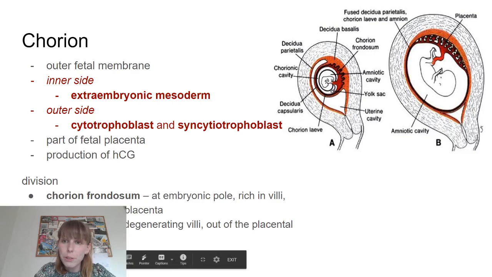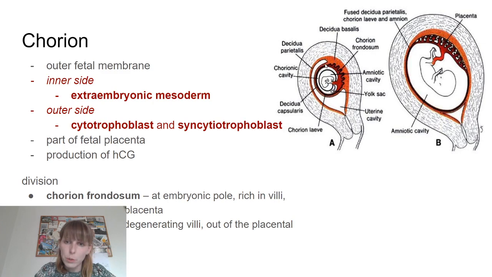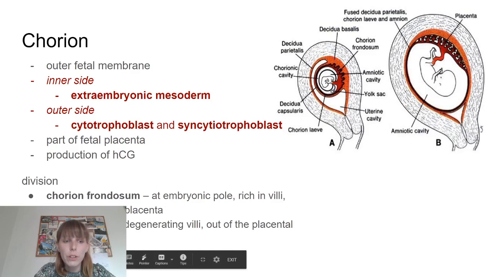The rest of the chorion, which goes around the embryo underneath the decidua capsularis, is called chorion laeve. So it's basically just the part that's not going to become placenta, and it doesn't have so many villi. And it's not going to become part of the placenta.